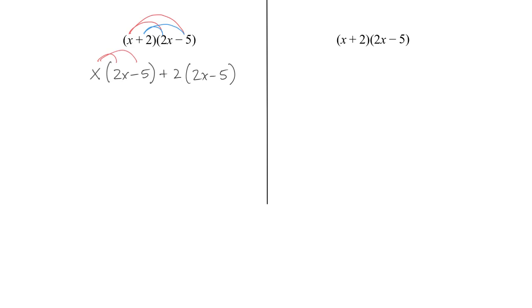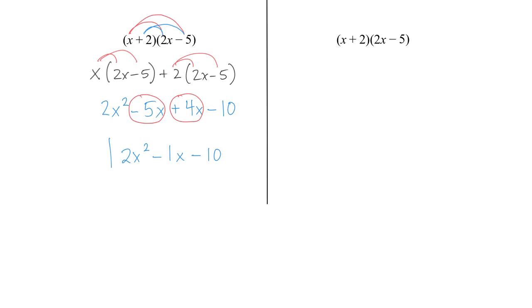And now, just do distribution on those, and then we'll combine like terms at the end. So now I have x times 2x is 2x squared, x times negative 5 is minus 5x, plus 2 times 2x is 4x, 2 times negative 5 is negative 10. And I have like terms right here. So I'm just going to combine those to finish this. 2x squared minus 1x, or just minus x, minus 10.